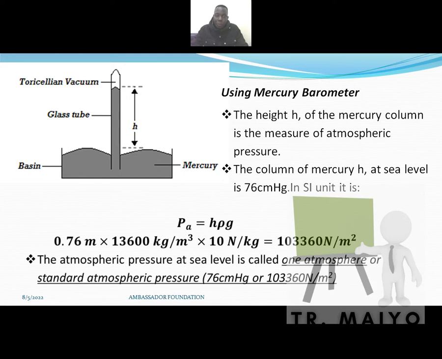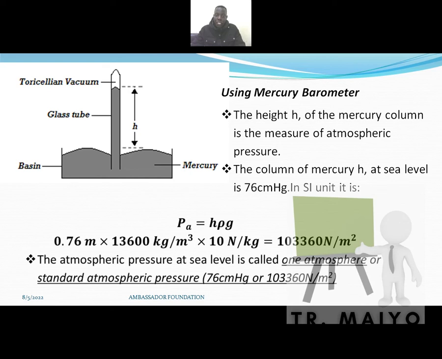Now, if you use water, it will be a very, very long column. You will require a very long glass tube. That's why we don't use water. We use mercury or any other liquid that is denser than water. That will just make you use a glass tube that is shorter. But if you have a long one, 10 meters, you can use water.